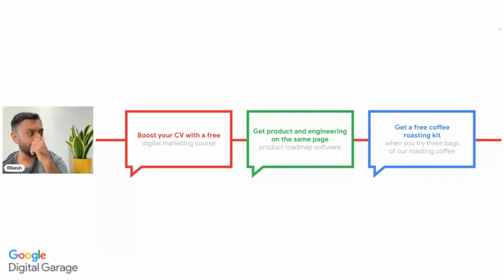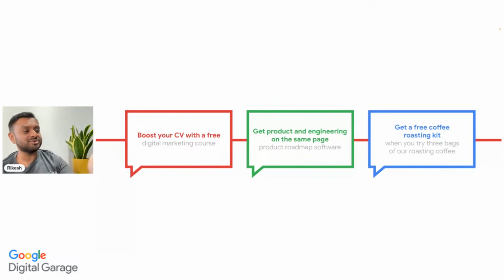So this is very much focusing on the user. We're focusing on the benefit. Okay, my CV will get boosted. And with this one, it's actually got quite an apt word at the end of the first line, which says free. I'm like, free. I'm interested even more. And then digital marketing course as well.